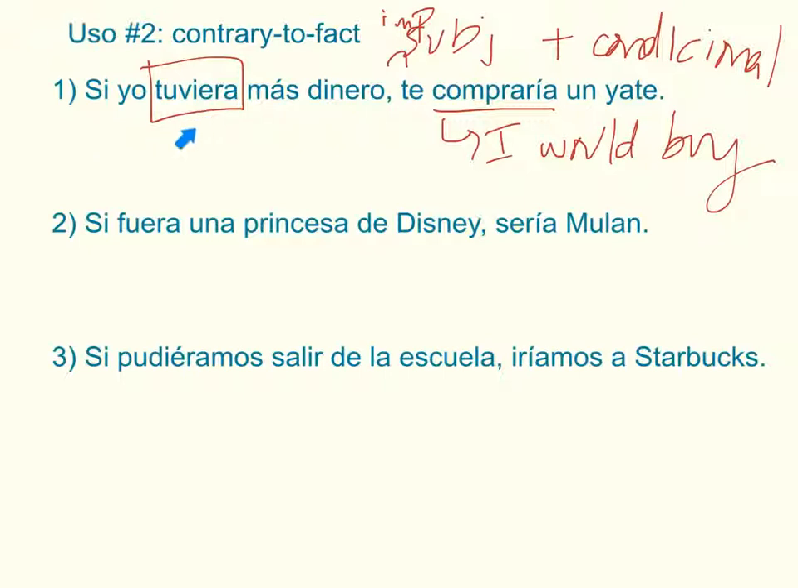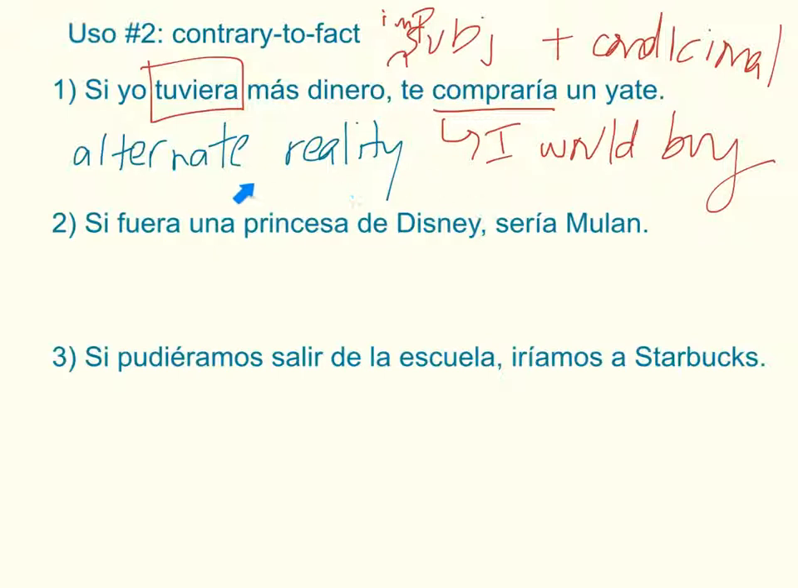This one is a little bit harder to figure out. This comes after the word si, and it talks about something that is sort of in an alternate reality, something that does not exist, something perhaps that is contrary to fact. So I don't have more money. I have the amount of money that I have. So in an alternate reality, though, I would be able to buy you a yacht. But right now, it's just something that I'm pretending that I can do, something that I'm imagining. It's my alternate reality. It is something that's contrary to fact. But if I had more money, I would buy you a yacht.